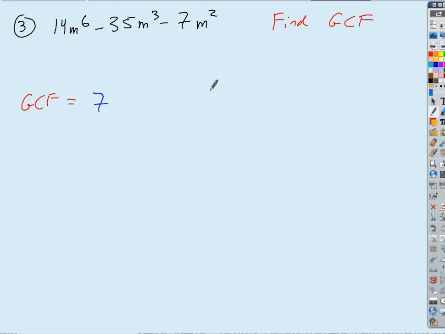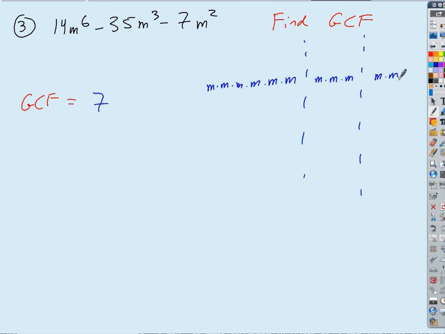So the first one, I've got an m times an m times an m times an m times an m times an m, right? Next one, I've got an m times an m times an m. And the next one, I've got an m times an m. Well, how many m's could I divide into each of those products?